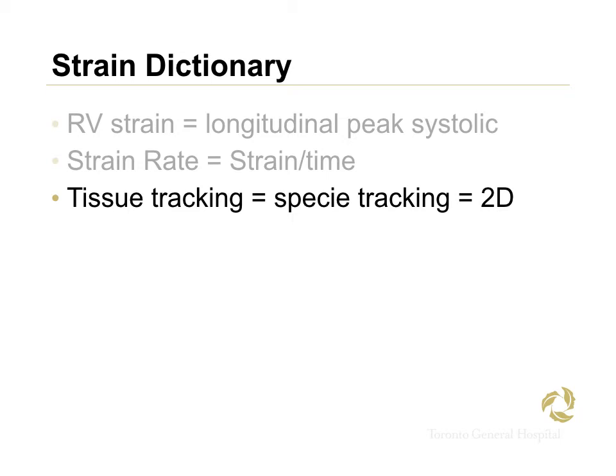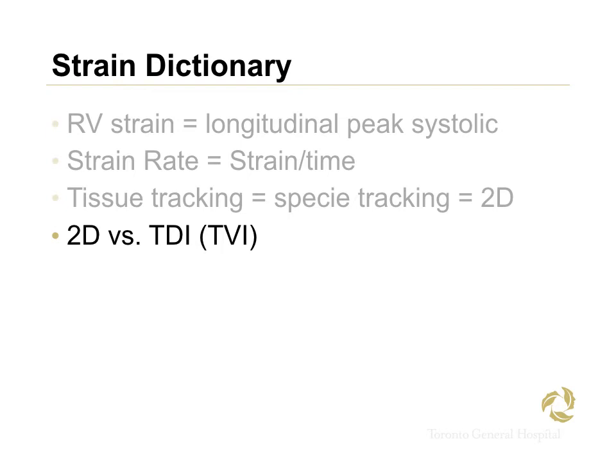Tissue tracking is also called speckle tracking, and in some papers it's also called 2D strain. When you hear about 2D strain, what is 2D strain? 2D strain is speckle tracking, and it's different from TDI or tissue Doppler-based strain, which is sort of an older technique that few people know.